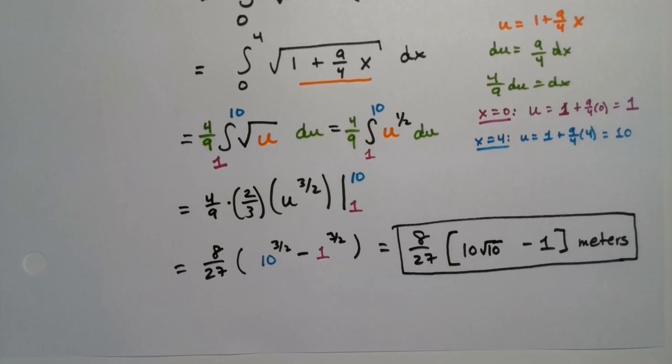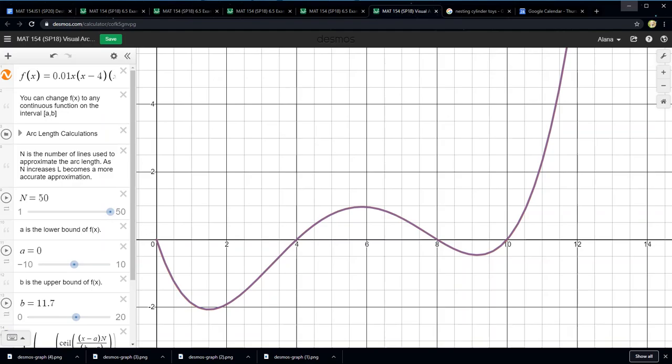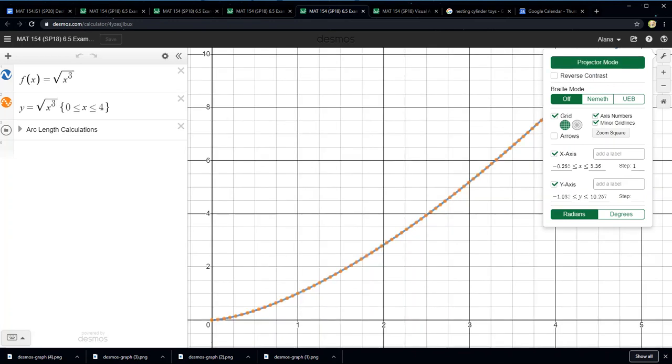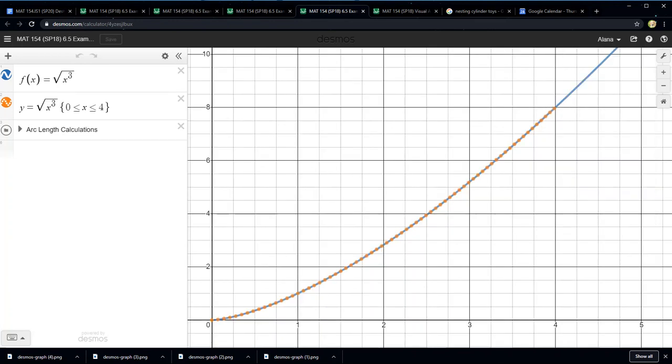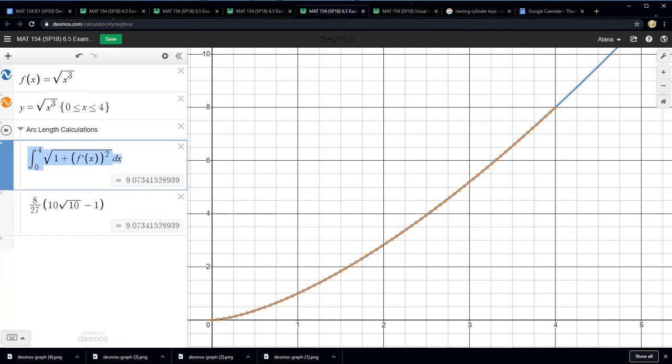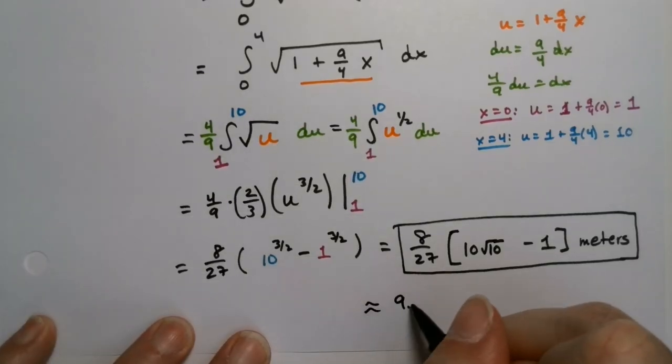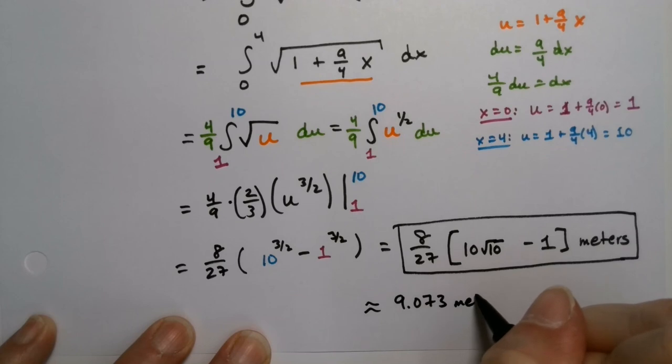Now, as per usual, I'm going to double check myself with Desmos. So I have this graph right here. I've kind of dotted the arc length portion that we're looking at. That's the best I could do here. All right, and then, okay, so you can kind of see it better. Now the arc length calculations are right here hidden. So there's the original arc length, and then there's my answer. And you can see that my answer is correct. It's 9.073. So I could say that it'd be about 9.073 meters.